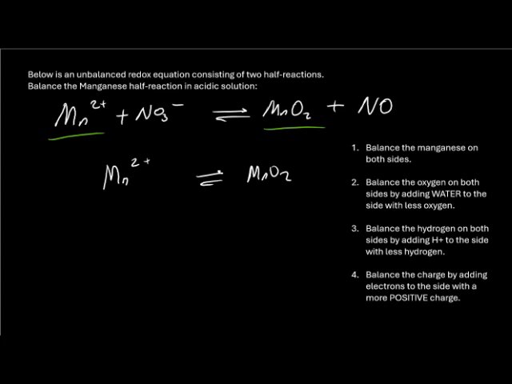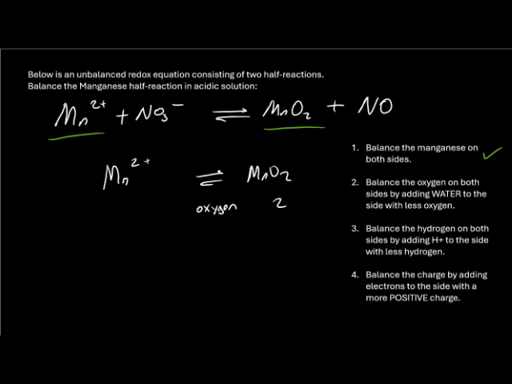Let's go through these steps one by one. For the first step, we may notice that we have one manganese on the left and one manganese on the right. Therefore, we don't have to make any adjustments to the manganese since there is one on either side. We'll check that off. Second step, we now balance the oxygen by adding water to the side that has less oxygen.